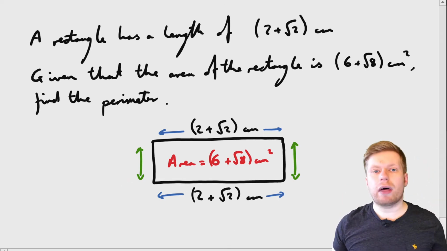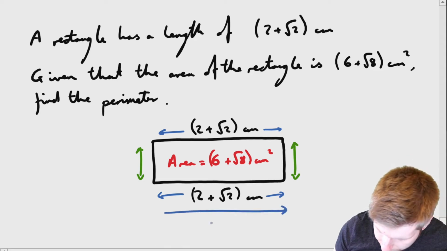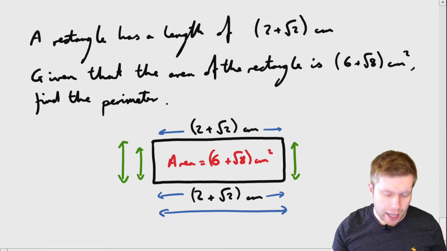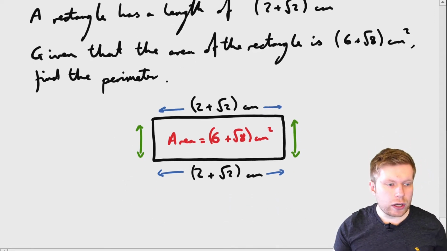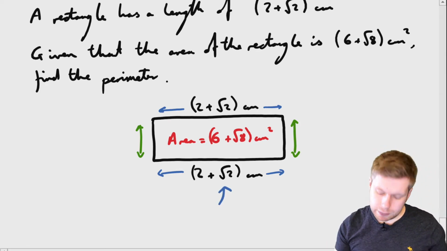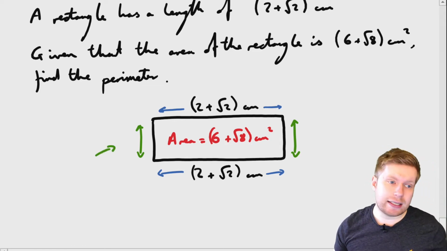Well, if we knew how to work out the area, we would say it would be this length here multiplied by this length here. The area of a rectangle is base times height. Well, look, we know what the base is. We know what this length here is, 2 plus root 2 centimetres. So all that's left to do is to find this height here.